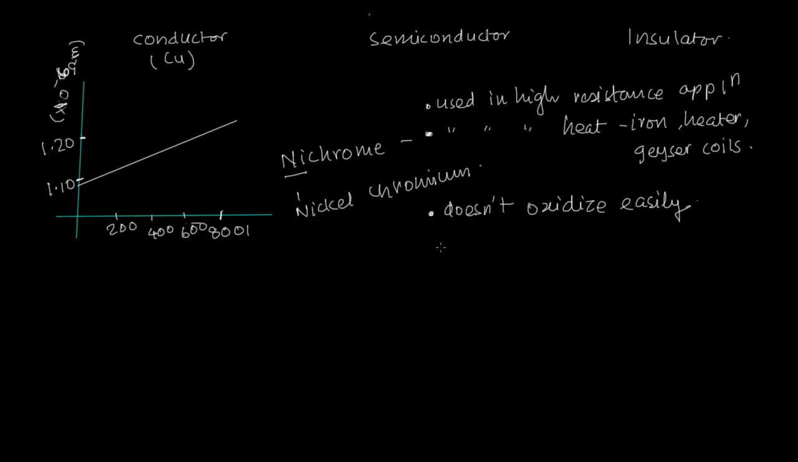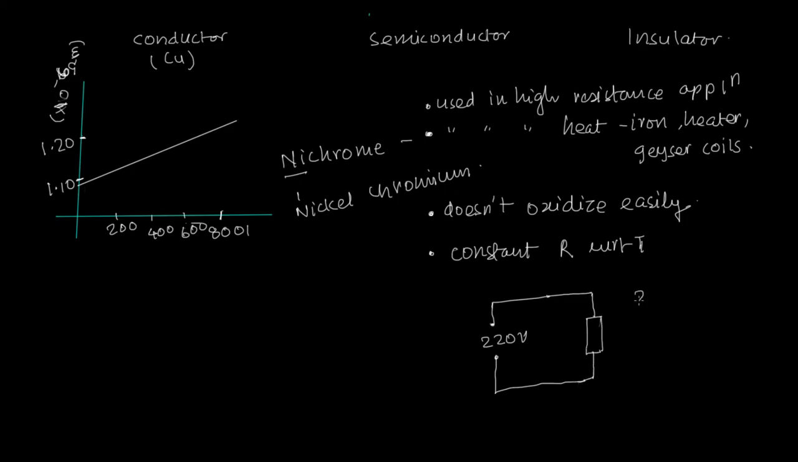We also want it to have a pretty constant resistance with respect to the temperature. Because what happens, you have applied it across say a 220 volt supply, which behaves as a 220 volt DC, that you'll learn when we go to the AC. So this is a heater. And what is the power output of this heater? It is V square upon R. It's as simple as that.